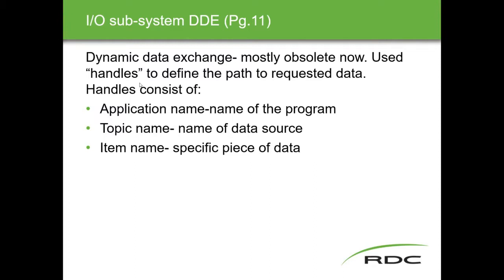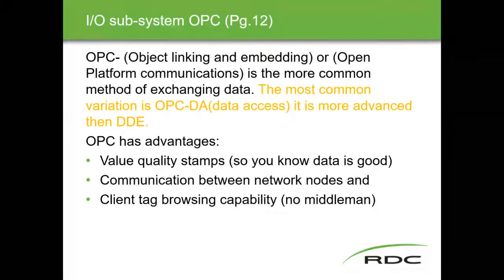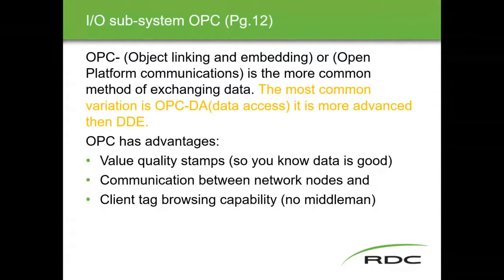And it hasn't changed a whole bunch, but the protocol itself has changed. So that's dynamic data exchange. And then we've evolved now to this OPC, which stands for object linking and embedding, or open platform communications, or other people's computers. But it is kind of the state of the technology as we stand currently today that we use for exchanging data. The most common format or variation of OPC is called OPC-DA, which stands for data access, and it is just more advanced than the dynamic data exchange, so it's evolved a little bit.